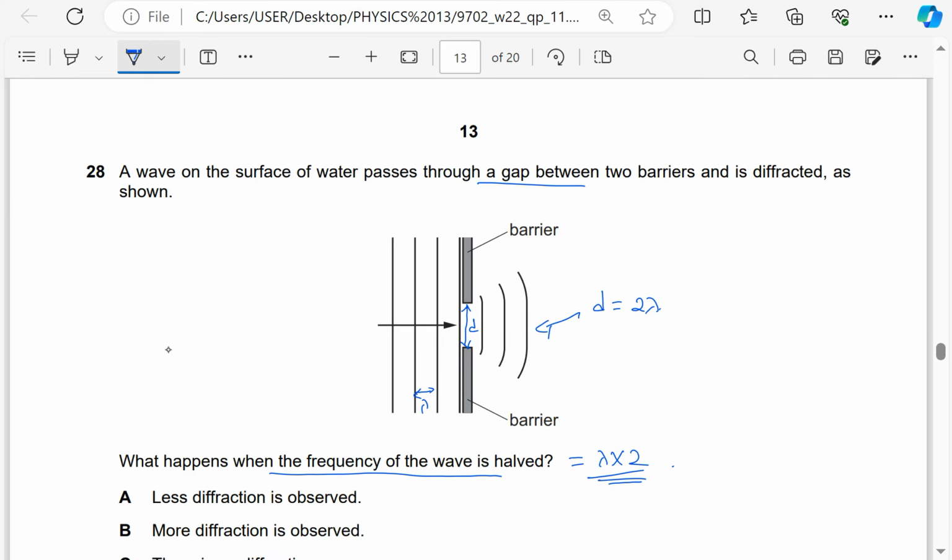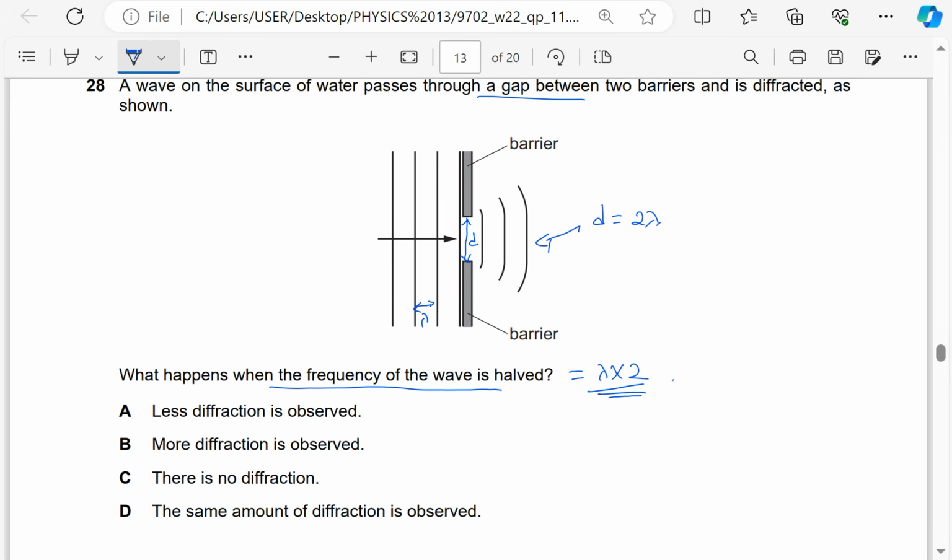And when d is approximately equal to twice the wavelength, diffraction is maximum. So diffraction is maximum if the wavelength is very close to the size of the gap. By halving the frequency, we double the wavelength. When we make the wavelength twice the one we had here, it means we are making the wavelength the same as the size of the gap. So if the wavelength is the same as the size of the gap, diffraction is maximum.